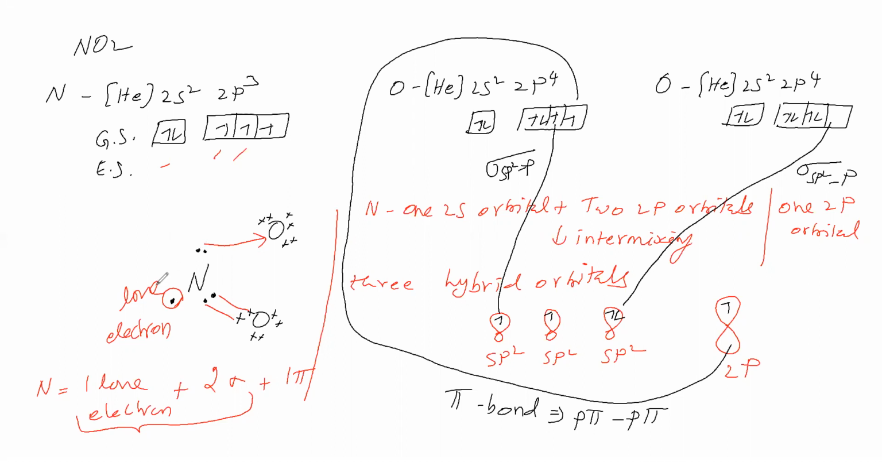Okay, so now you say this lone electron is present in which orbital? This is the lone electron. So the lone electron is present in the sp2 orbital. Okay, so this is about NO2.